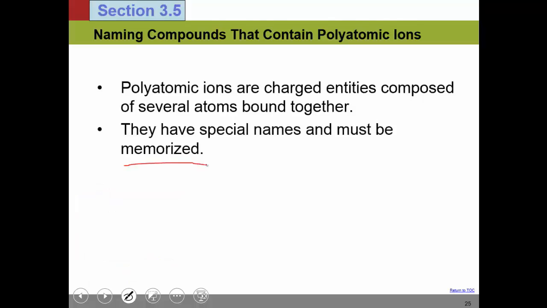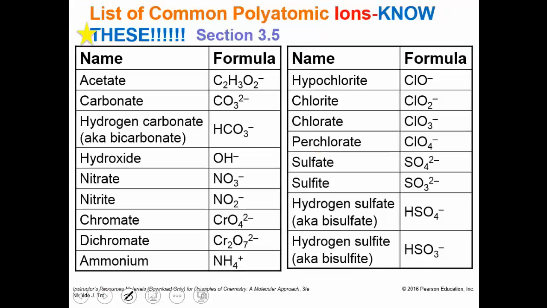They have special names, and there's really no way to know their formulas, and there are no particular rules on how to name these. There are some, like which ones have ITE endings and ATE endings, but there are so many exceptions versus IDE endings that it's just easier to memorize them or put them on your note card for the exam and the quiz. This is in section 3.5, and you need to know this table of ions. It's not a big deal. There's only about 15 of these or so, 20.